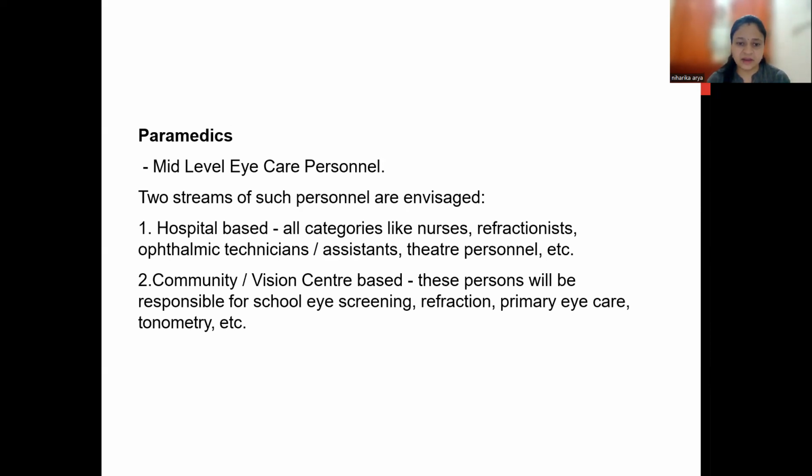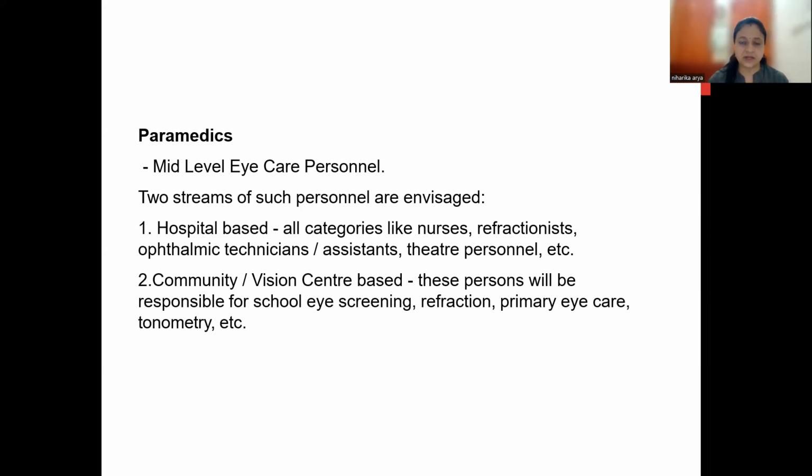Paramedics, mid-level eye care personnel. Two streams of such personnel are envisaged. First, hospital-based, all categories like nurses, refractionists, ophthalmic technicians, assistants, theatre personnel, etc. Second, community and vision center based. These persons will be responsible for school eye screening, refraction, primary eye care, and tonometry, etc. So at the mid-level eye care, two streams of personnel are needed: first is hospital based, and second is community based.